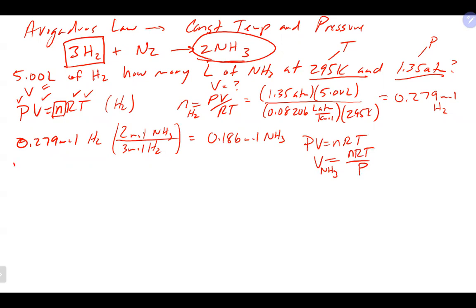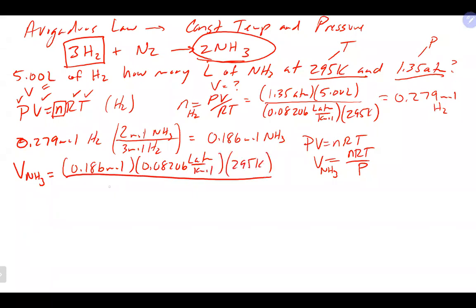And in our numbers here, I'll rewrite it over here, NH3. We have our moles that we just got from our stoichiometry. We have our R. And we have our T, which was 295 Kelvin, divided by our pressure of 1.35 atmospheres. So putting that in, we get 0.186 times 0.08206 times 295 divided by 1.35, which gets us a volume of, we'll call it 3.33 liters, give or take.